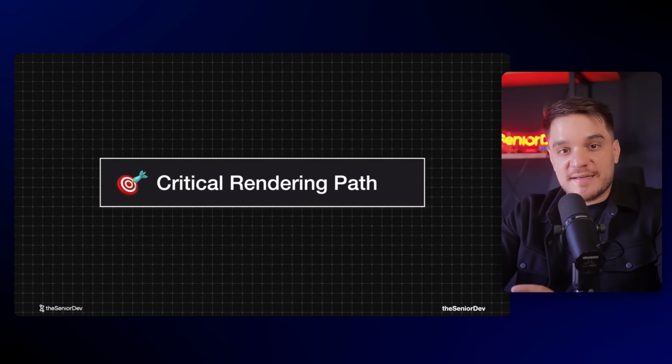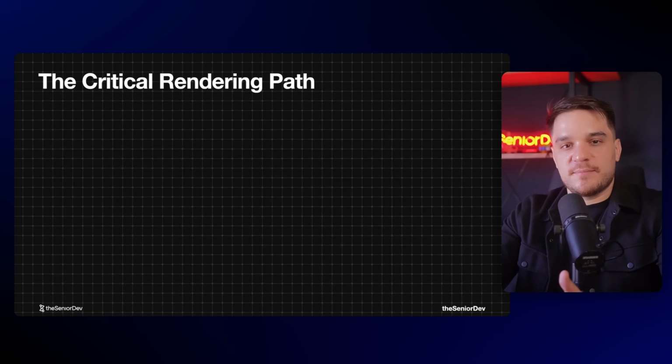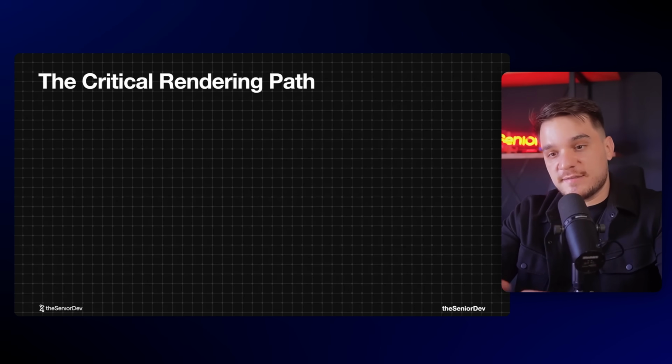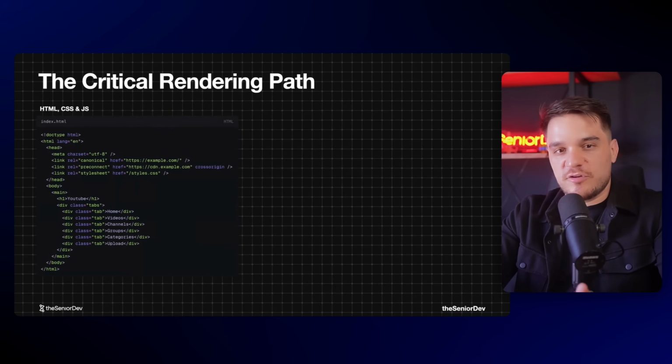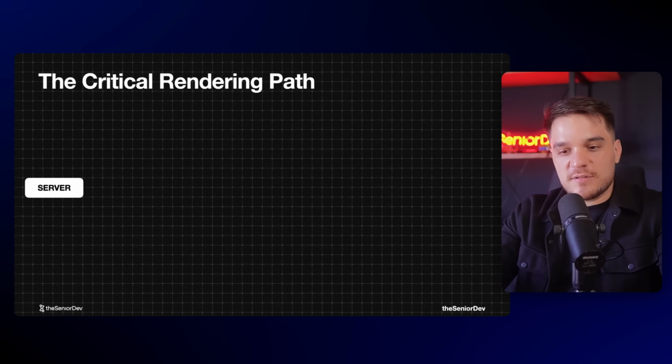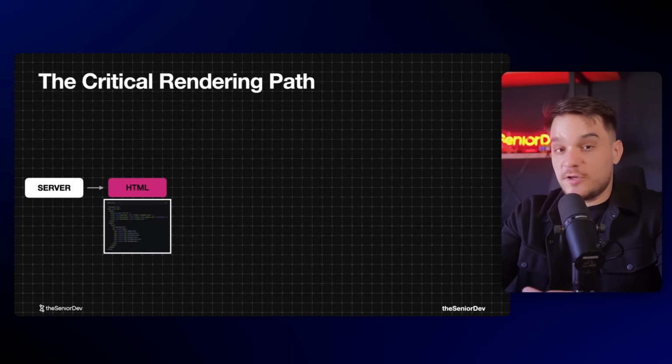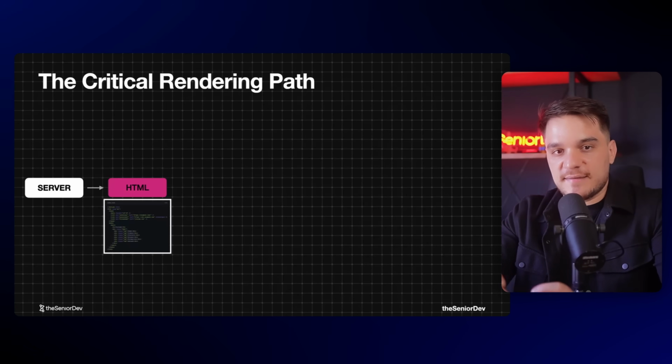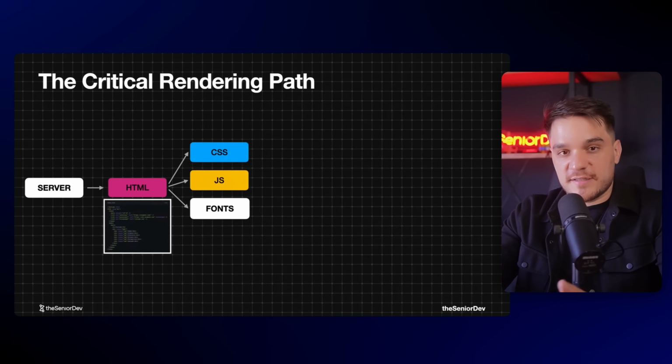Number 1, the critical rendering path. The critical rendering path is the steps the browser needs to do in order to go from HTML, CSS, and JavaScript to pixels on the screen. It all starts on the server where we get our HTML file. And so the browser will get this markup file and starts reading it. And it will probably find some links to more CSS and JavaScript assets, maybe some fonts.